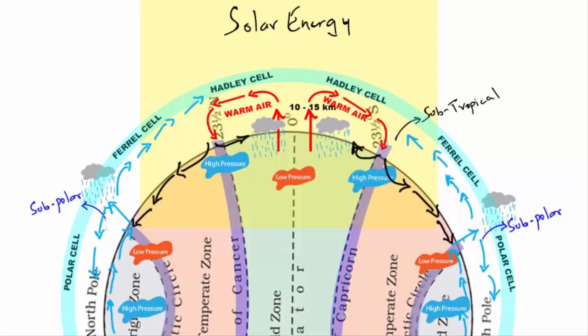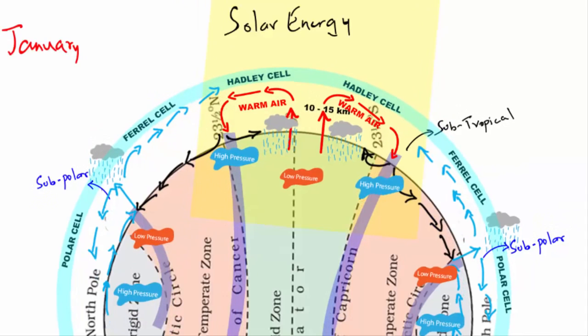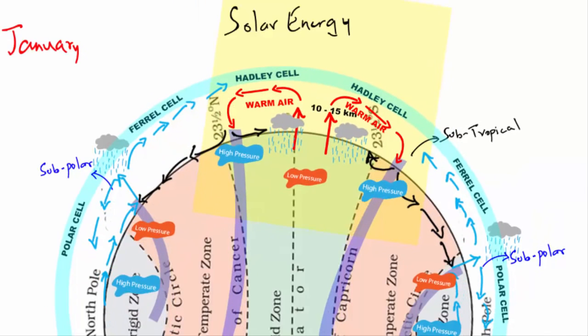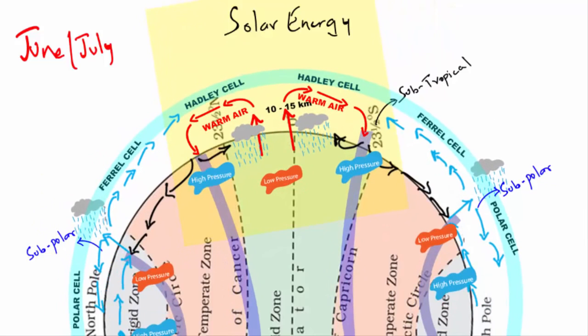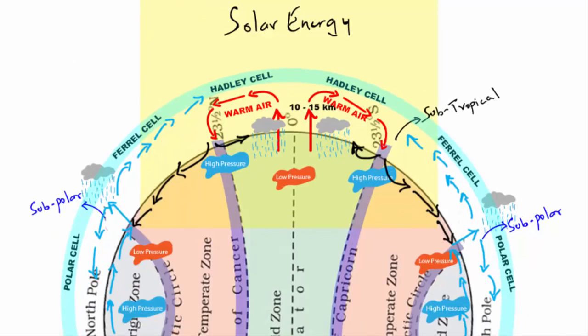For example, during January, when the northern hemisphere is tilted away from the sun, that's when the northern hemisphere has winter season. The Hadley cell moves towards the lower latitude of the northern hemisphere. Likewise, in the month of June or July, it is summer in the northern hemisphere. The Hadley cell shifts to higher latitudes of the northern hemisphere. So with this, I hope you understood the atmospheric circulation and its patterns.